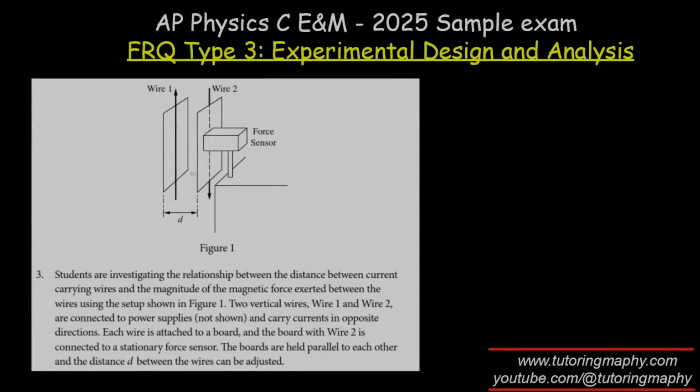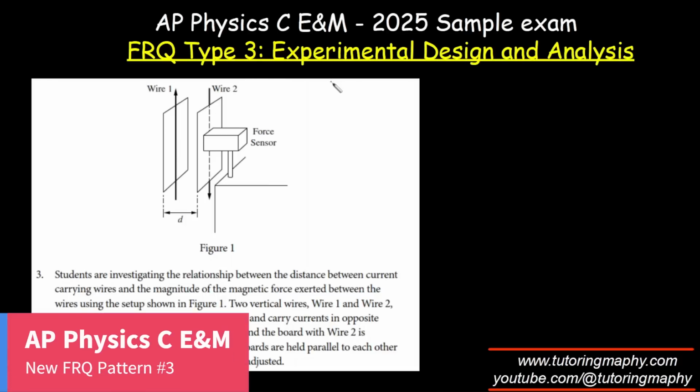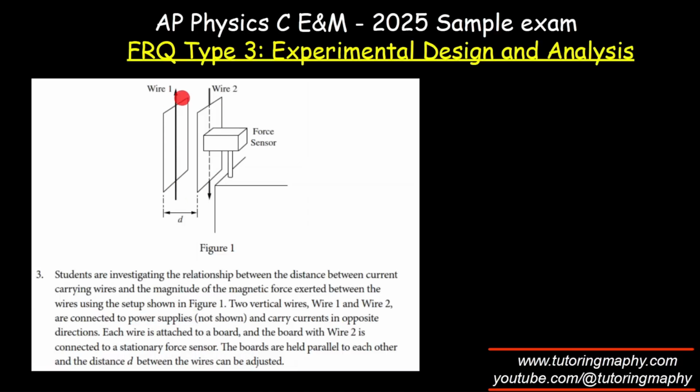All right, this is an experimental design and analysis related question, FRQ type 3 for Physics C and M. Students are investigating the relationship between the distance between two wires. I'll give you a gist of it. There are two wires, they are parallel to each other, but the current is flowing in opposite direction. There are power supplies that are not shown in the figure.